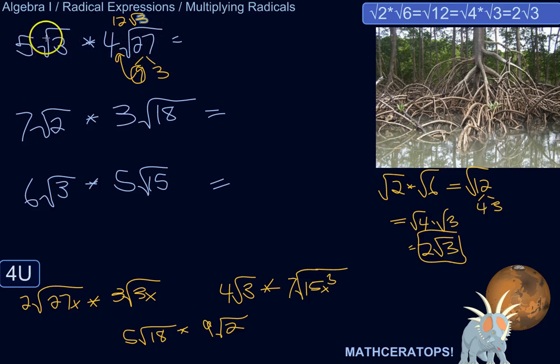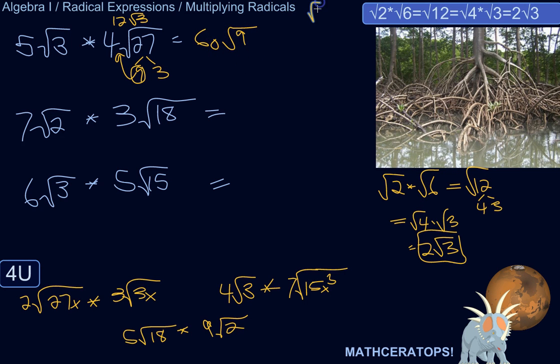So now we've got 5 square root of 3 times 12 square root of 3. So we do 5 times 12, which is 60, right? Times, now we multiply the radicands. 3 times 3 is 9. Well, square root of 9 is 3. 3 times 3 is 9.